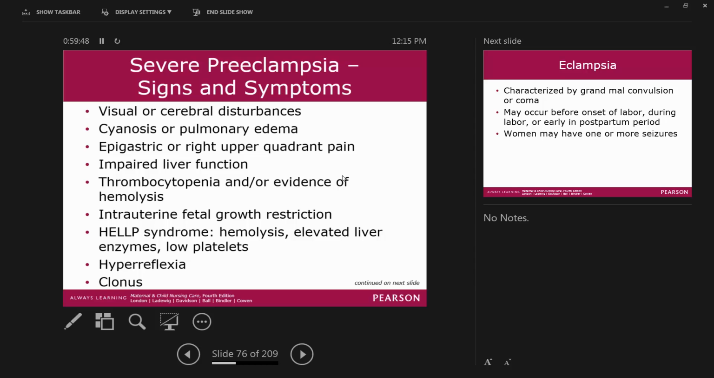The other assessment criteria are hyperreflexia and clonus. So you'll be checking DTRs on your patient. And if she has brisk +3, more than normal, deep tendon reflexes, then she's probably in a severe preeclamptic episode, okay? If she has clonus, which you assess by taking her foot and dorsiflexing it, her foot towards her knee, and if her foot goes like this and bounces, then she has clonus. And hyperreflexia and clonus are indications of impending seizure activity, okay? Which is eclampsia.